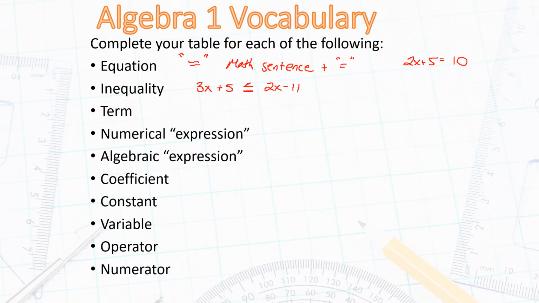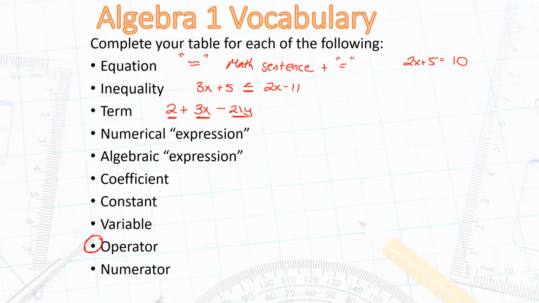So a term: parts of an expression that are separated by an operator or an operation. So it kind of comes down here to this word as well. So if we have something like 2 + 3x - 21y, 2 is a term and 3x is a term, and negative 21y is another term. So the parts of an expression separated by an operation or operator.